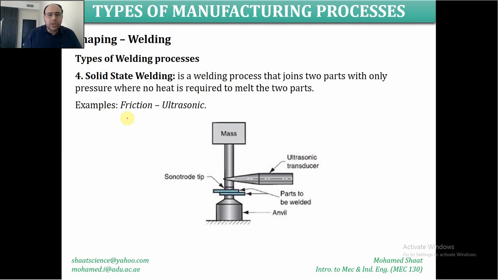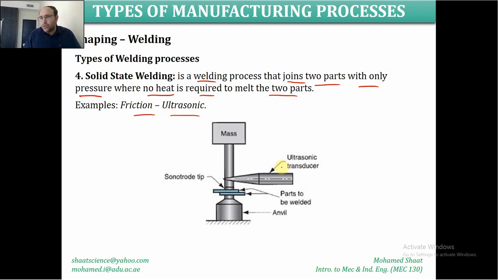So solid state welding is a welding process that is used for joining two parts with only pressure. We are depending only on pressure. As we mentioned once before, we could use either heat only or pressure only, or both of them, like the case of resistance welding. Here we are using only pressure, where no heat is required. We are not generating any external heat, but the heat will be automatically generated through the friction to melt the two parts together. Like friction welding and ultrasonic welding.